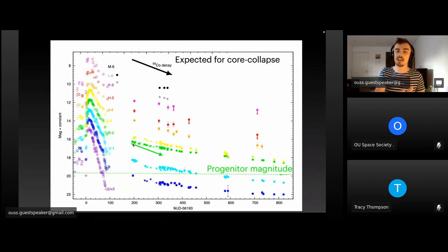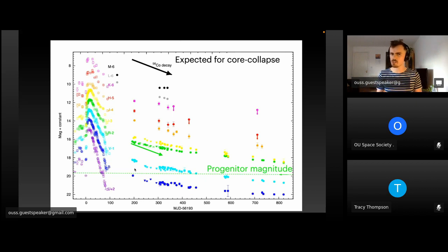And all supernovae, if they produce this material, should follow this decay. But you can see that this arrow and the green markers don't really agree too much. And you can see that the markers even decay slower. And then this green dotted line shows what we think the brightness of the star that came before is. And if you look over on the right-hand side, if you squint your eyes, you can see that these points are slowly but surely returning to that value.